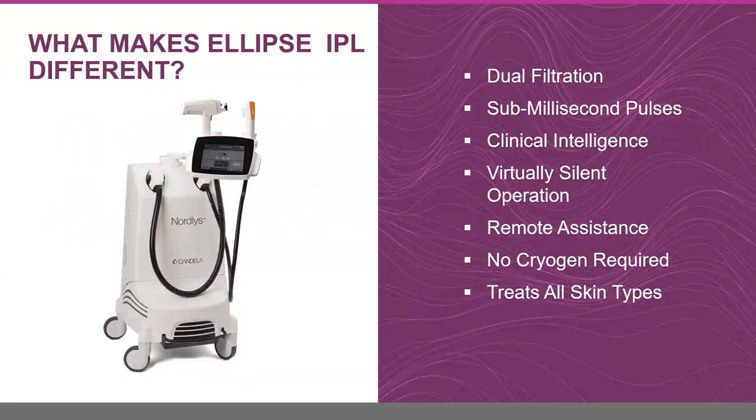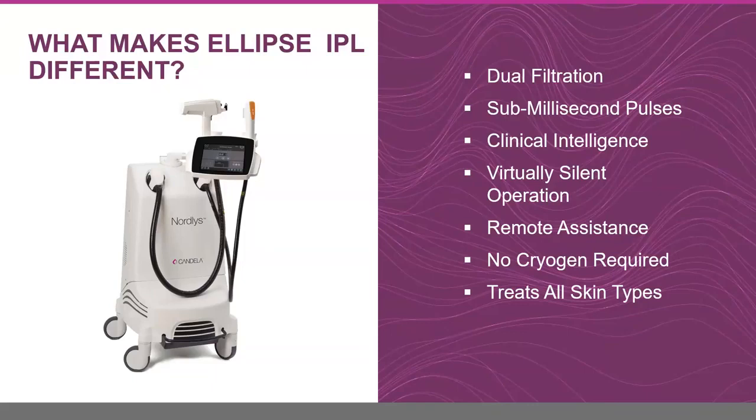One of the important things when you're looking at an IPL, not just to treat vascular conditions, but whether you're treating pigment or anything else, is to think about the wavelengths that handpiece is delivering. On the Norless, we have what we call dual filtration, and I'll explain what that is in a moment. The second big advantage is we can deliver sub-millisecond pulses with this IPL handpiece.